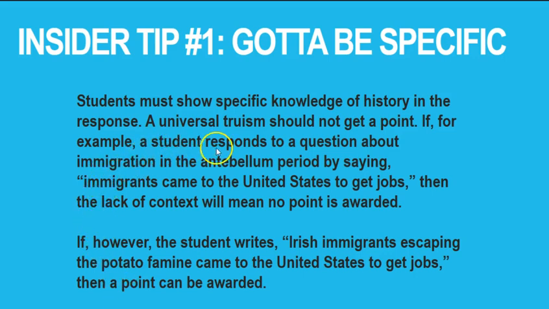One student responds to a question about immigration in the antebellum period, that means before the Civil War. This student said, immigrants came to the United States to get jobs. It's not an untrue statement, but we need more specific discussion. If it was something like this: Irish immigrants escaping the potato famine came to the United States to get jobs. Then we have some specificity in there. It doesn't take much, but we just need to see some reason why they're coming in. Oh, here's one reason: potato famine.